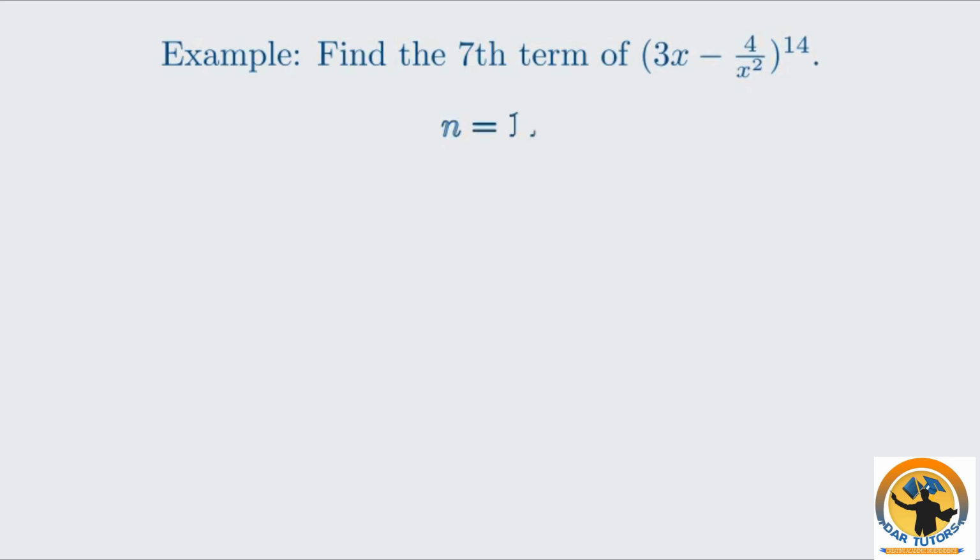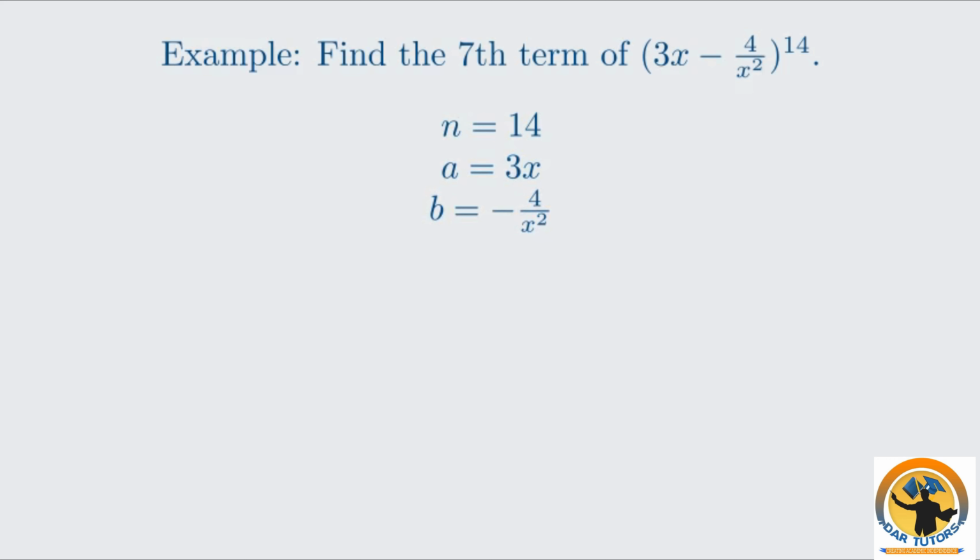Our objective is to find the seventh term of the expansion of (3x − 4/x²)^14. First, we identify our key values. The power n is 14. The first term, a, is 3x, and the second term, b, is −4/x². We have n = 14, a = 3x, and b = −4/x². We are looking for the seventh term.